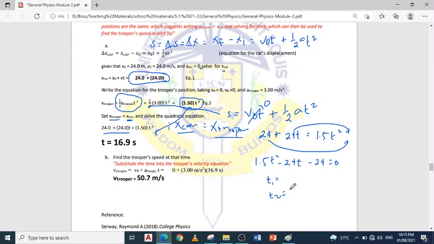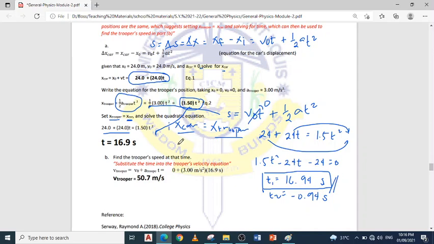So our T1 is 16.94, then the second one is negative 0.94 seconds. But since we have no negative time, we can consider T1 as our answer.